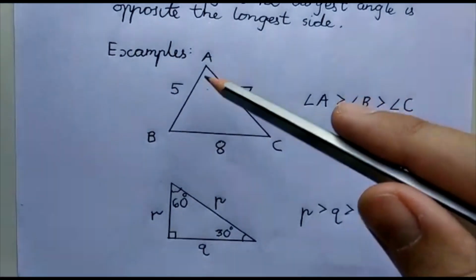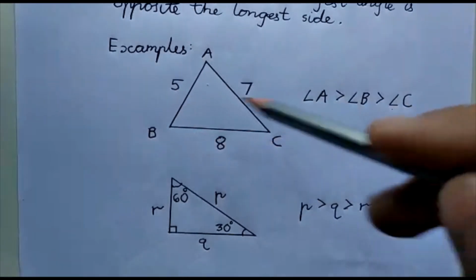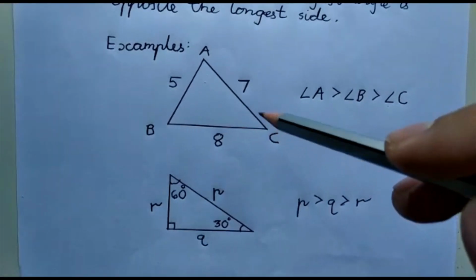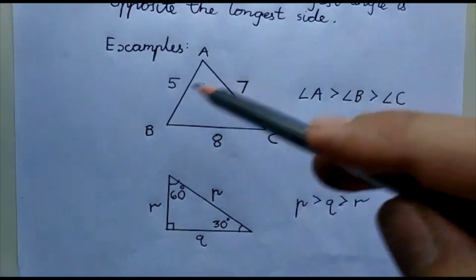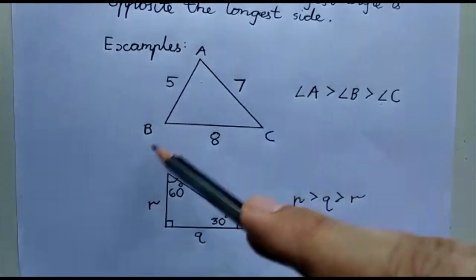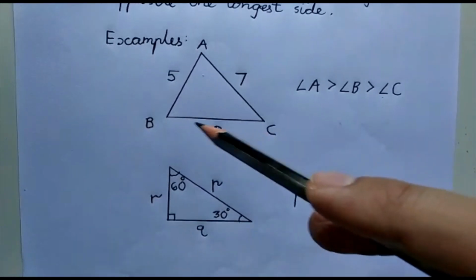Consequently, since 5 is the smallest side of the three sides in this triangle, the angle opposite this side, which is angle C, will be the smallest of the three angles in the triangle, and as a result angle ABC will be the second greatest angle in the triangle.